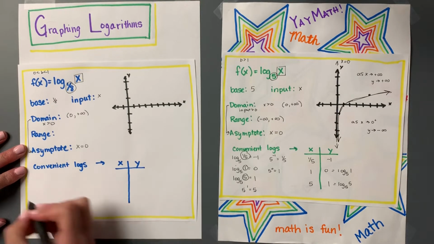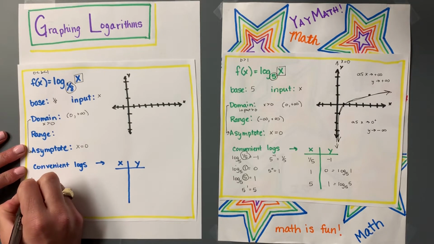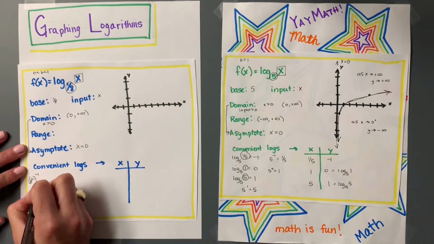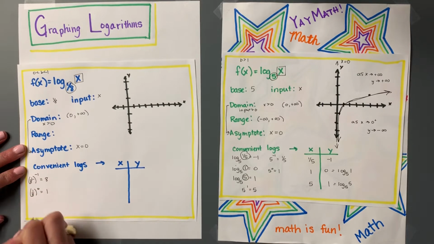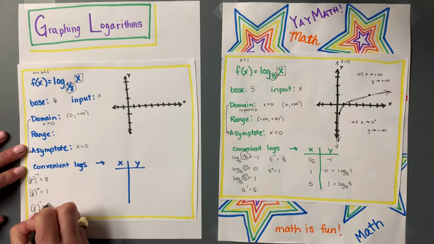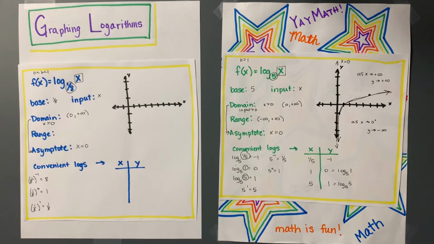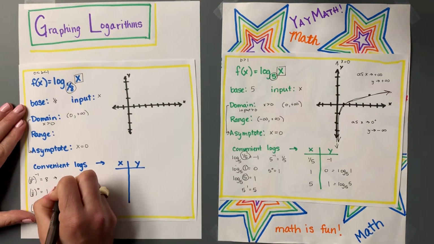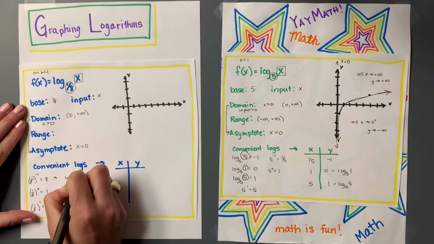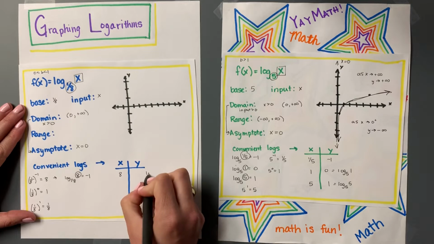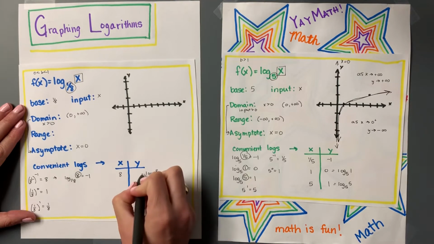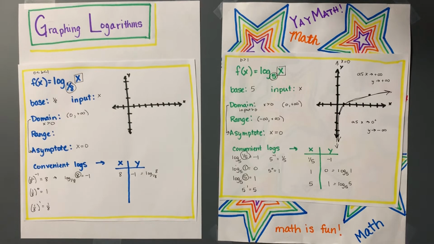I'm going to start getting these convenient logs with some convenient exponential statements. So I'm going to start with some nice exponential things, and then I'm going to convert these into logs. So I know that 1/8 to the negative 1 is positive 8. If I were to rewrite this as a log, 8 is my input, so I have log base 1/8 of 8 is equal to negative 1. That's one point on my graph.